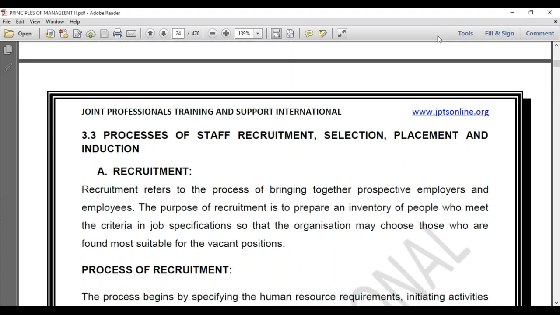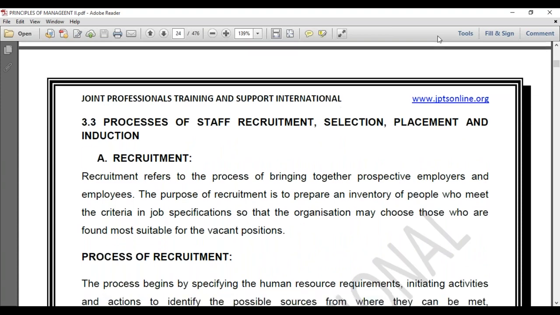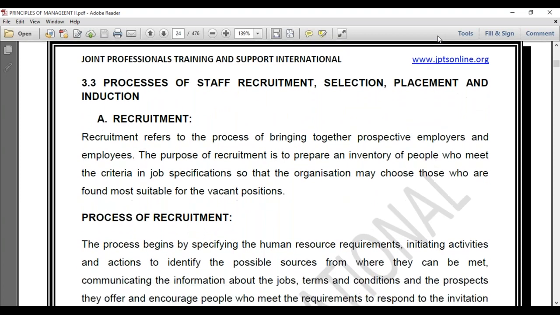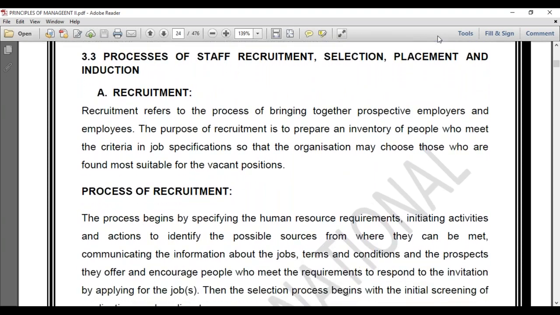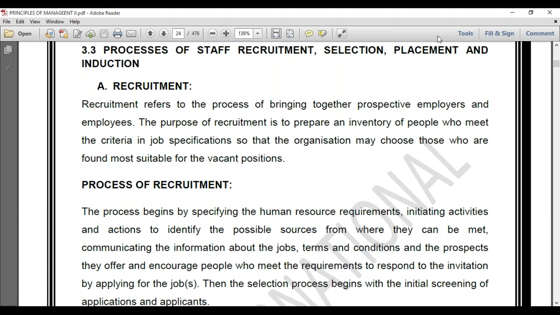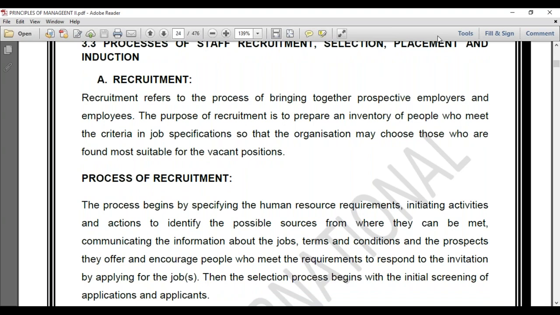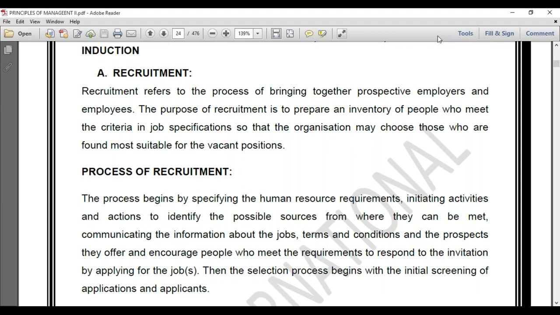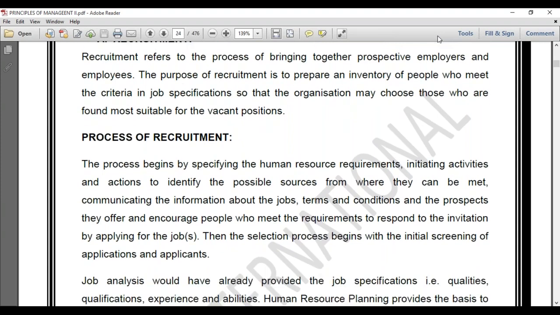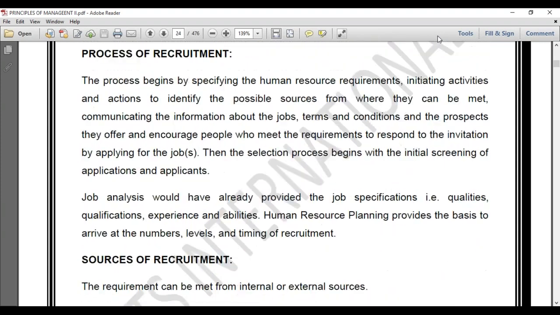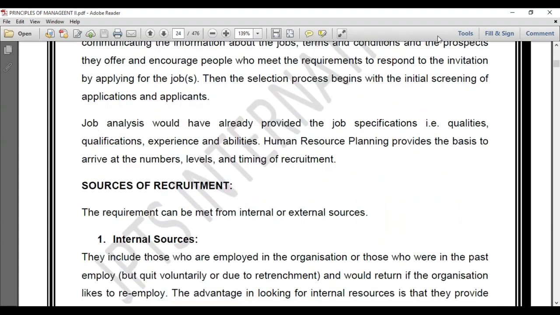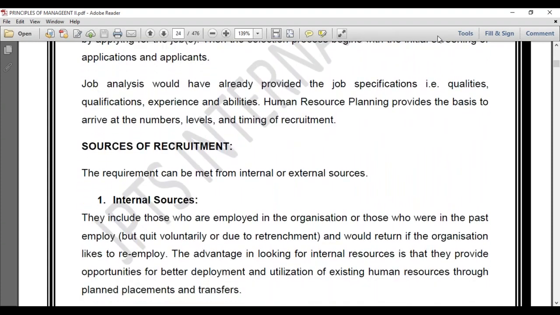So let's look at processes of staff recruitment, selection, placement, and induction. We have said much about recruitment. Recruitment is a process of bringing together prospective employers and employees, in the course of selecting the right kind of people needed for the job. So let's briefly look at the processes of recruitment. The first one, we shall look at the sources of recruitment.